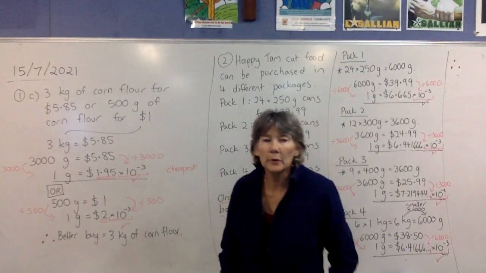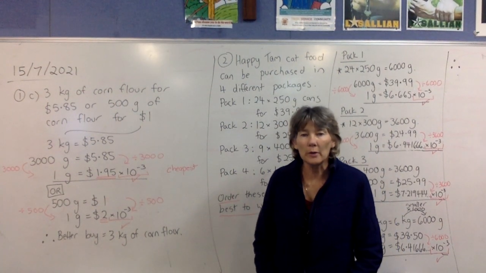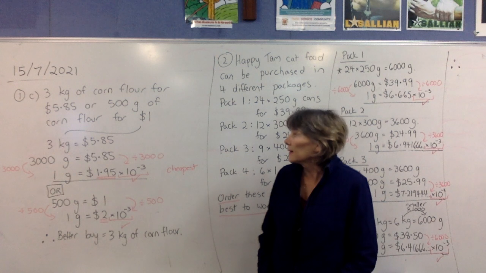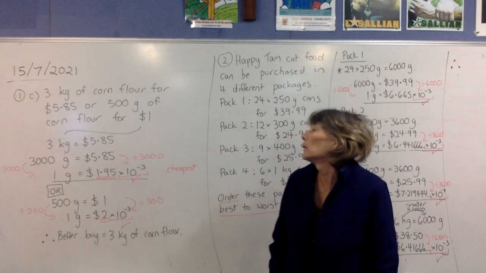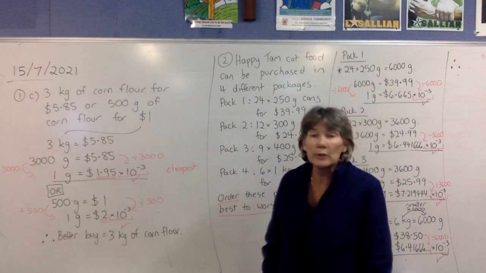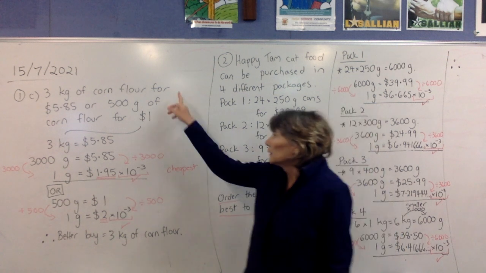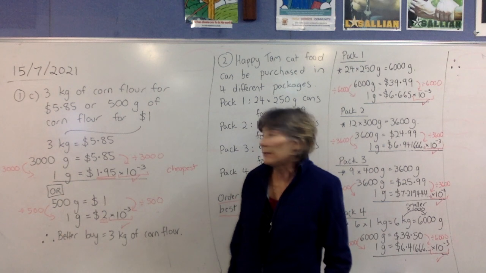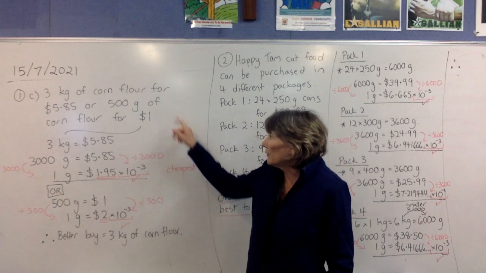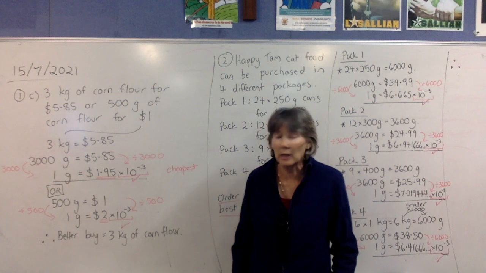Hi boys, so we're going to do some more examples on best buys or better buys. So we're continuing on with example 1 where we're trying to find out which of these two is the better buy. So we have 3 kilograms of corn flour for $5.85 or 500 grams of corn flour for $1.